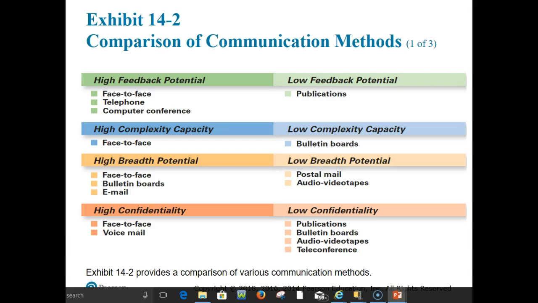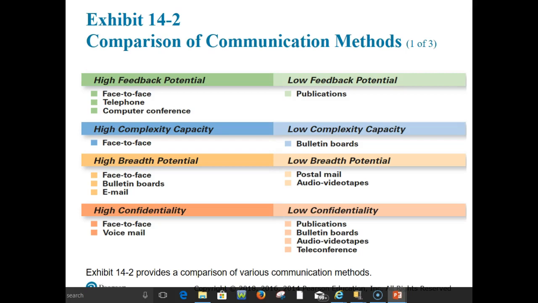And Exhibit 14-2 here provides a comparison of various communication methods. For high feedback potential, you have your face-to-face, telephone, or computer conference. Low feedback potential, publications. Tend to be one way. They're written. You have one reader. That's how it's being conveyed. So there's going to be little interaction, therefore little feedback.